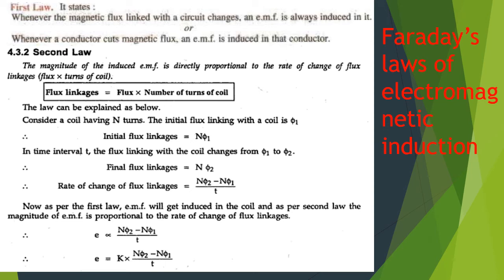Mathematically, flux linkage is flux into number of turns. Why are we considering the number of turns? Because with a large number of turns, a larger flux is set up in it, and we get a larger induced EMF in that coil. So the law can be written as: consider a coil having N number of turns. While discussing the magnetic circuit also, we take N number of turns wound on a core or iron core. It may be a rectangular shape or circular shape.